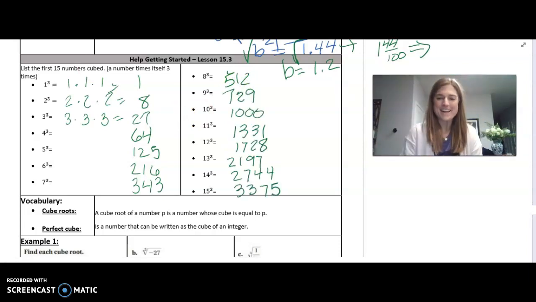All right, so I went ahead and I kind of finished out the chart. What I would recommend, write this on a sheet of paper. Have it handy when you do the lesson today and your homework. I promise it'll be worth it.